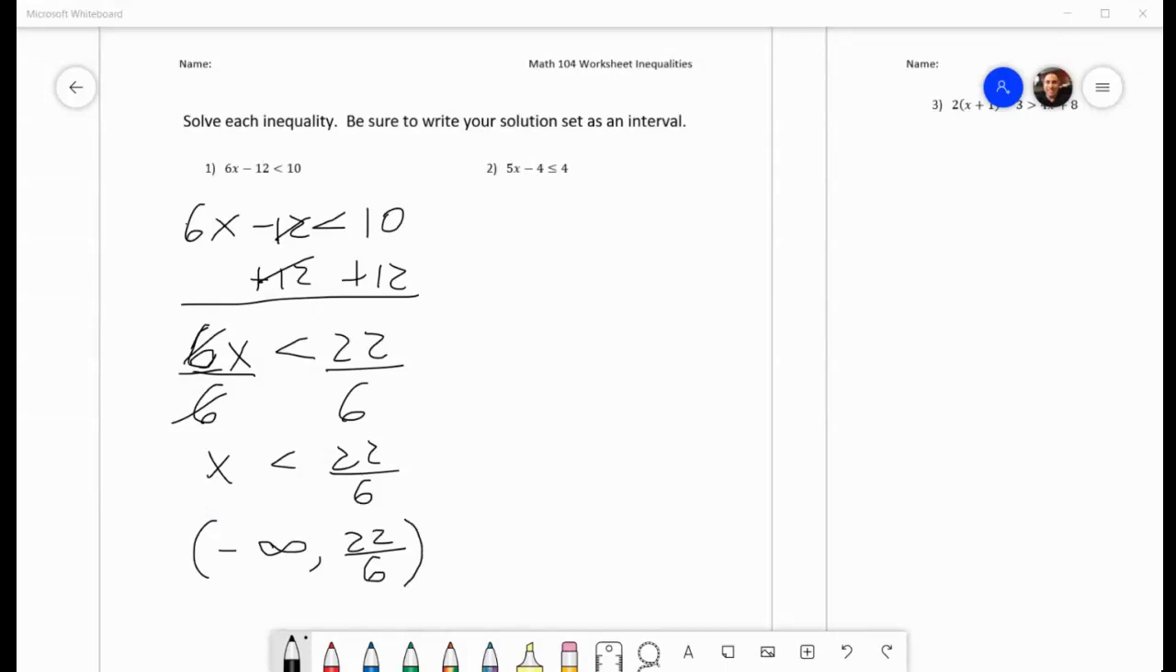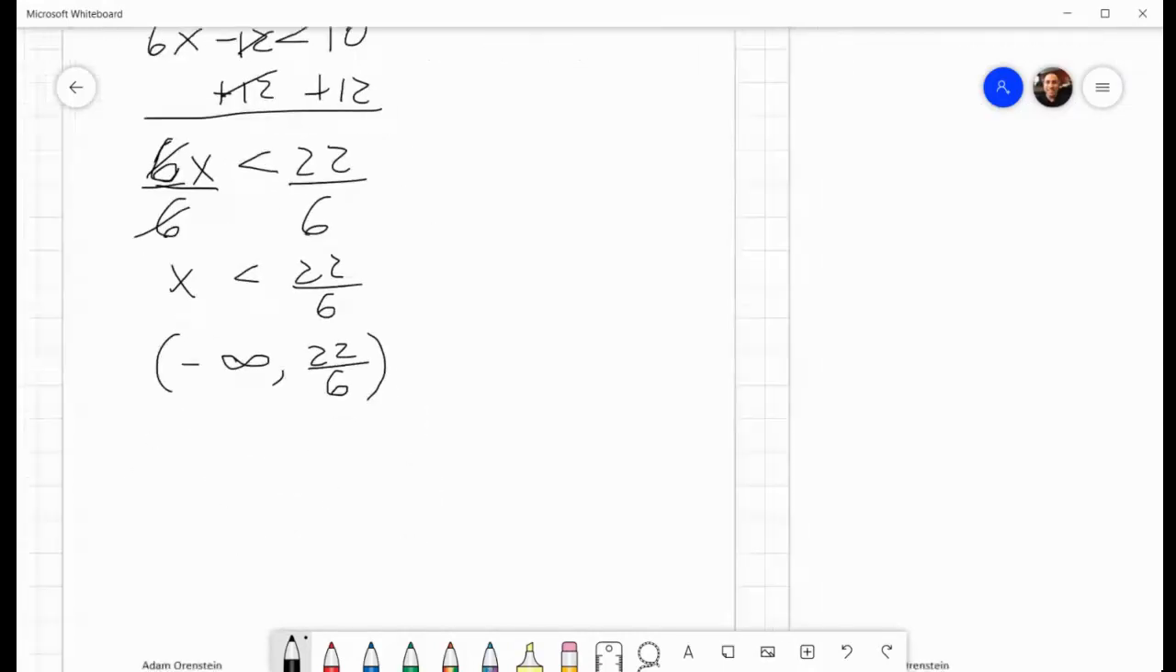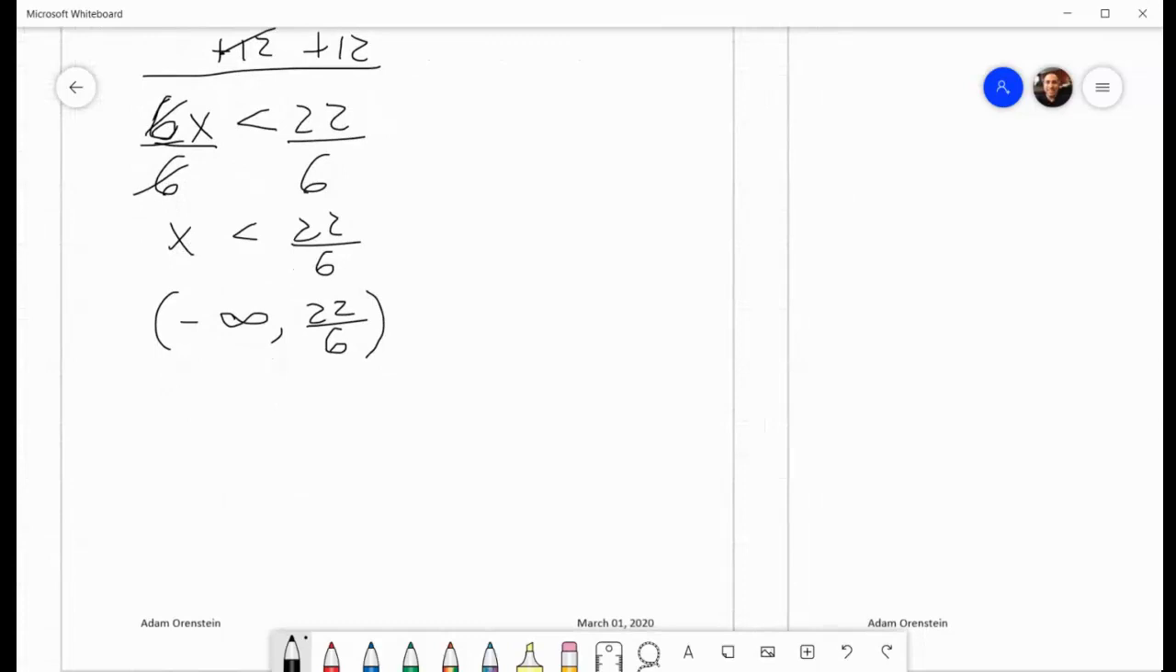Now that is the solution set as an interval. Even though I didn't say to draw it, I'm going to draw it anyway. You really don't have to draw it unless I ask you to. I'm just going to draw it so everyone would see how you draw the solution set. So let's draw the number line. We have 0, just labeling some numbers. 22 over 6 is actually between 3 and 4.